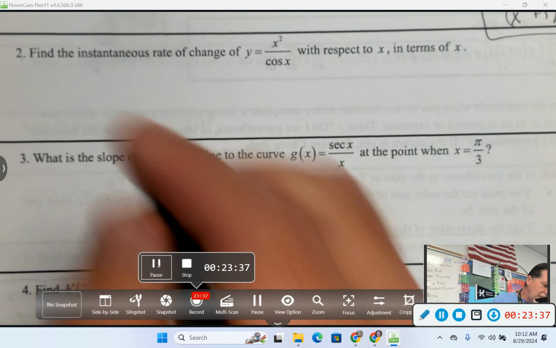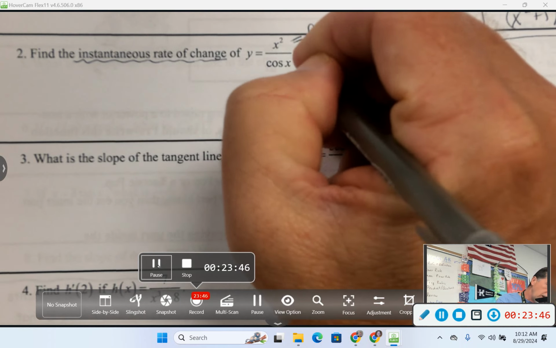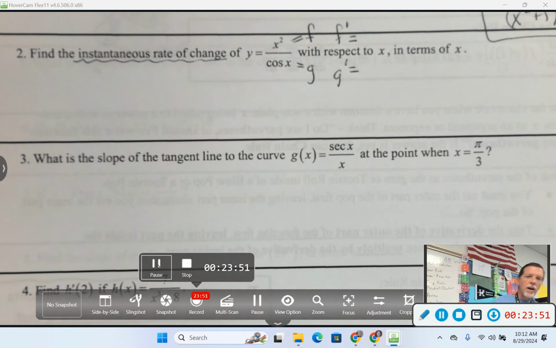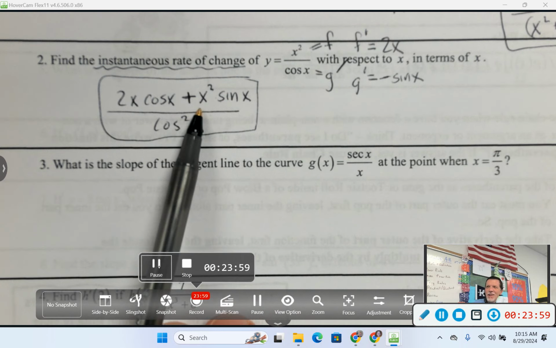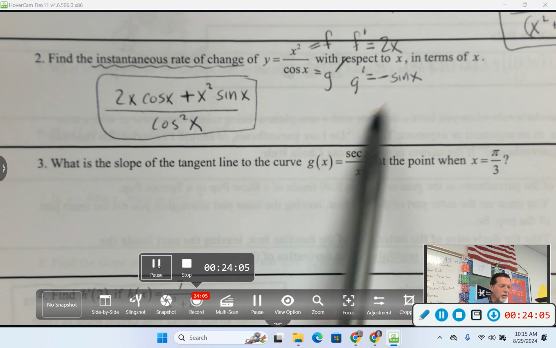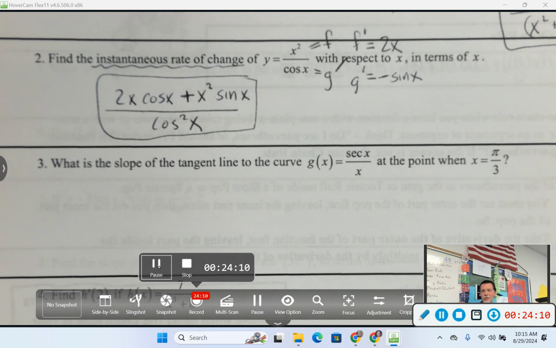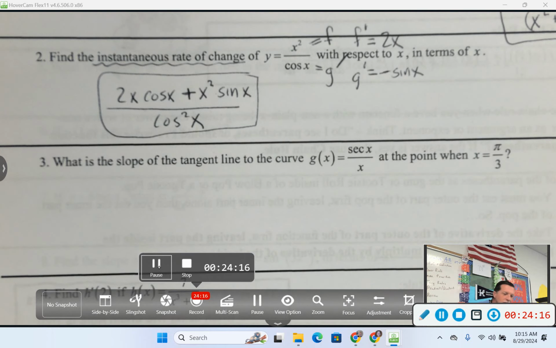Number 2, find the instantaneous rate of change. Again, fancy words for find the derivative. The top's F, the bottom's G. F prime, G prime, and then put them together. Why don't you try that one? So as you can see, as I perfectly did, 2x cosine x plus x squared sine x over cosine squared. There are a few people who don't show their work on this. It's too much for me to keep up with the derivatives and the quotient rule all at once. I will almost always show my steps on this. If you don't want to, that's up to you.